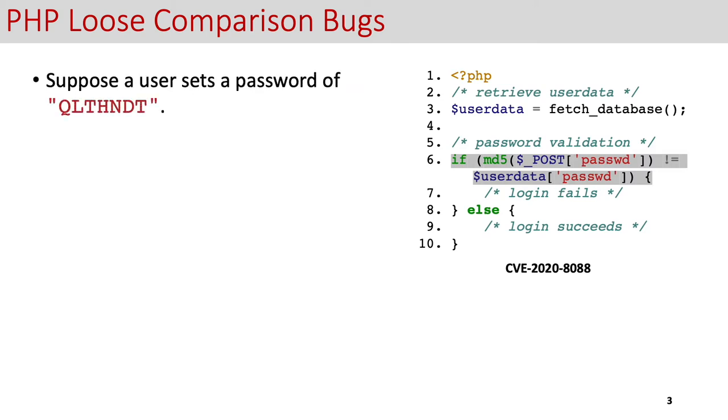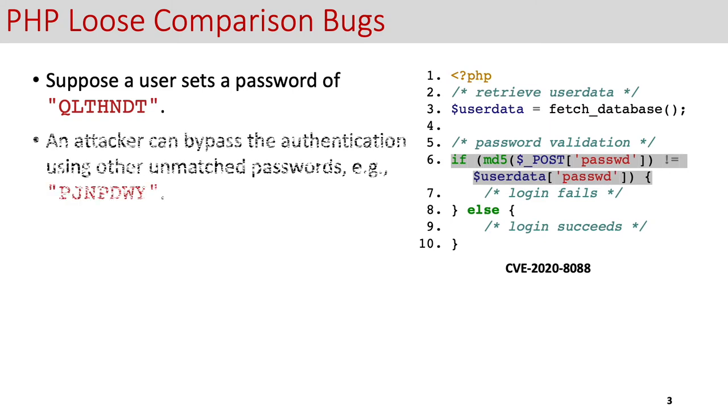Suppose a user sets a password of such a string, an attacker can bypass the authentication in line 6 even without the correct credential by exploiting the loose comparison bug. For example, another password started with PJ something can bypass the authentication as well.